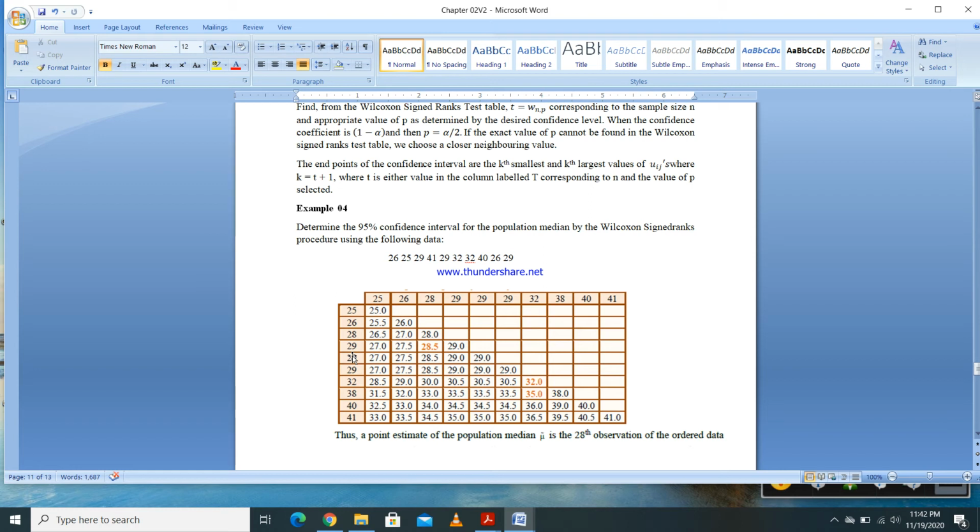We are going to take all possible pairs and calculate the average of all possible pairs. That is, if you take the first value 25, 25, it's one possible pair. So if you calculate the mean, 25 plus 25 divided by 2 is 25. And then if you take 25 plus 26, these two values, you will get the mean value as 25.5.